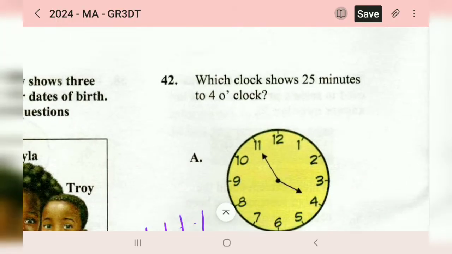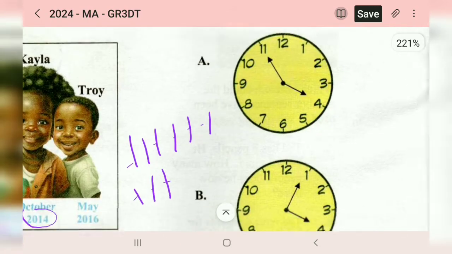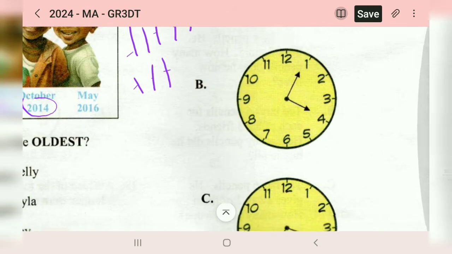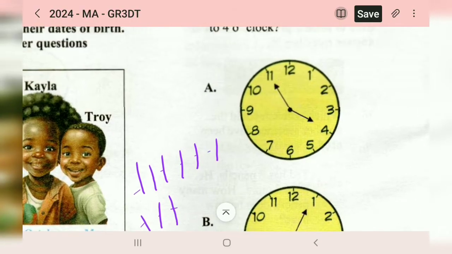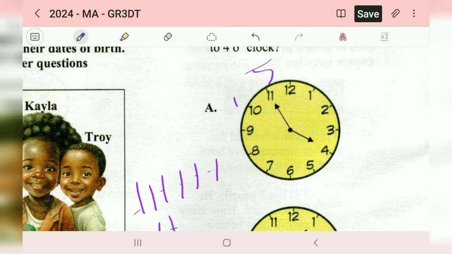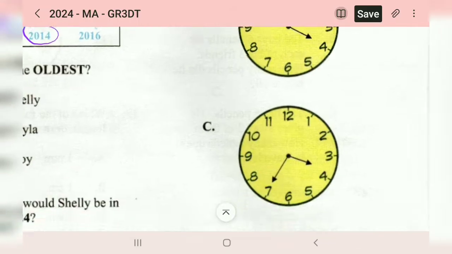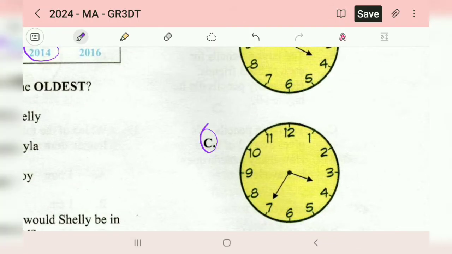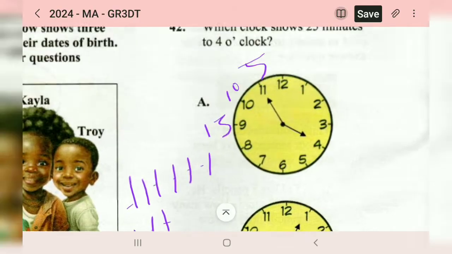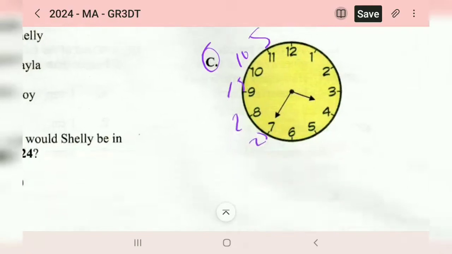42. Which clock shows 20 minutes to 4? This one is showing past 4. B is showing to 4, but it's 5 minutes, because remember this one is 5, 10 on the 2 side, 15. So this is showing 5 minutes to 4. Hence the answer is C? 20 minutes to 4: 5, 10, 15, 20, 25. So which is showing, is it 20 or 25 minutes? 25 minutes to 4 is at C.